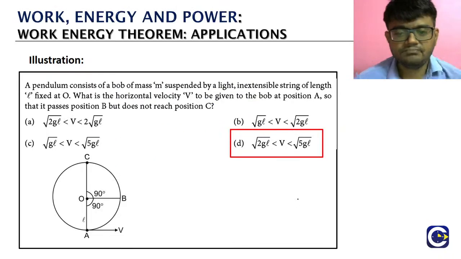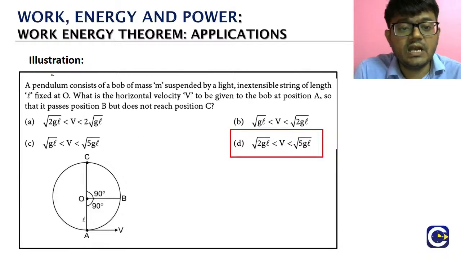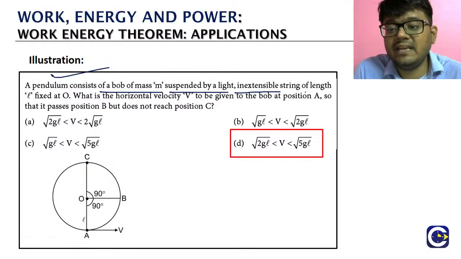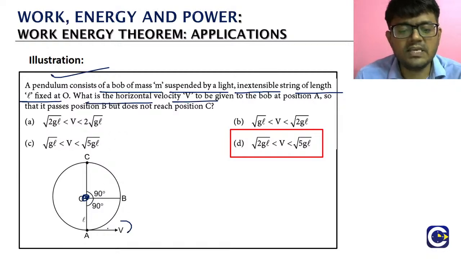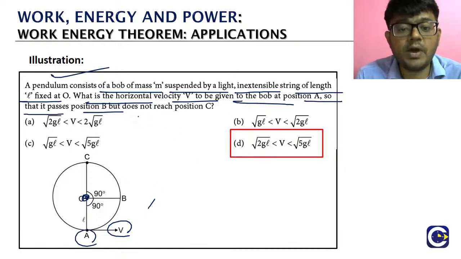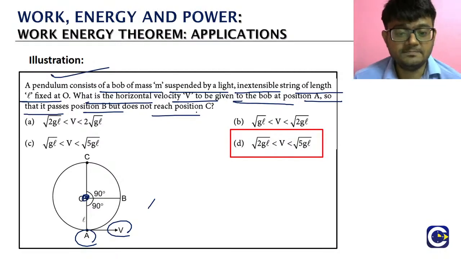Sometimes we can get straight questions like this: a pendulum consists of a bob of mass m suspended by a light inextensible string of length L at the point O. What is the horizontal velocity V, at the bottommost point, to be given to the bob at position A so that it passes the point B and does not reach the point C?